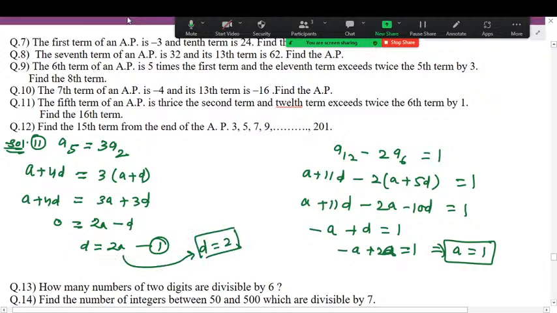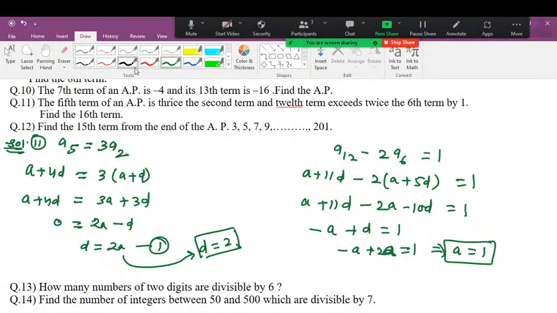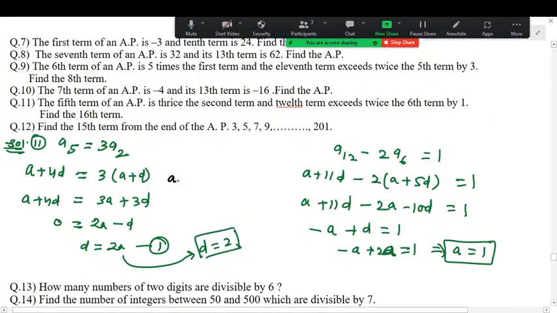Once I obtain the value of A and D, it's so easy to figure out any term, and we are supposed to figure out the 16th term, which is A plus 15D. Here A is 1 and here D is 2. That is 31, our 16th term.